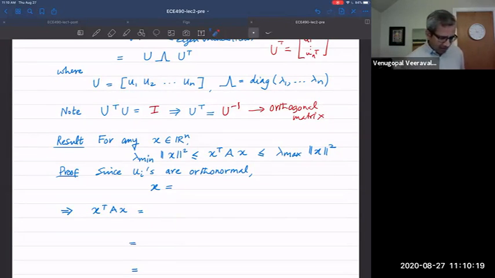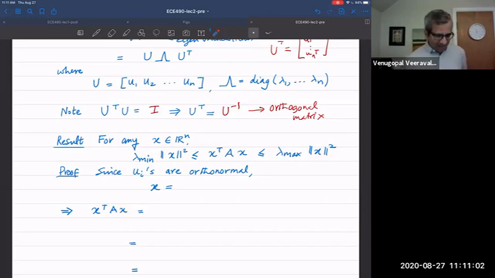Okay, all right. Now let's give an important result, which we'll have occasion to use several times in this course. If you look at a matrix A that's symmetric, and look at x transpose A x for x being any real vector in R^n, this x transpose A x is less than or equal to the largest eigenvalue, lambda max, times the norm of x squared, and greater than or equal to lambda min times the norm of x squared.